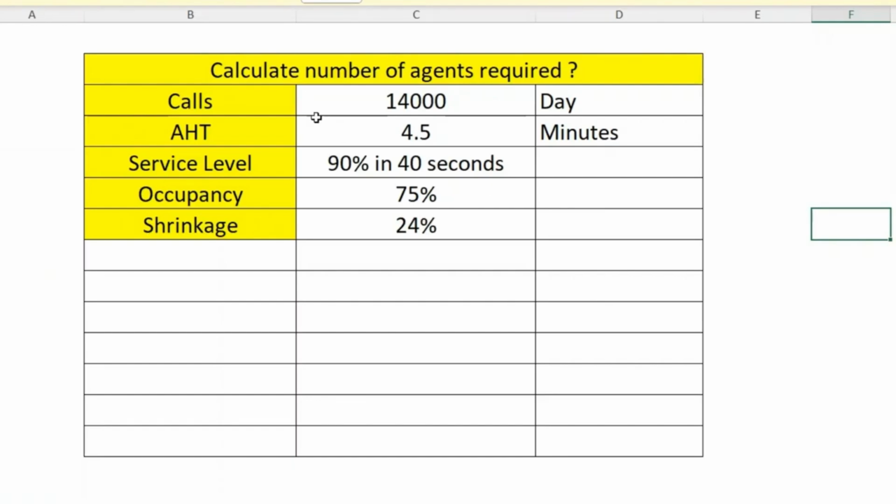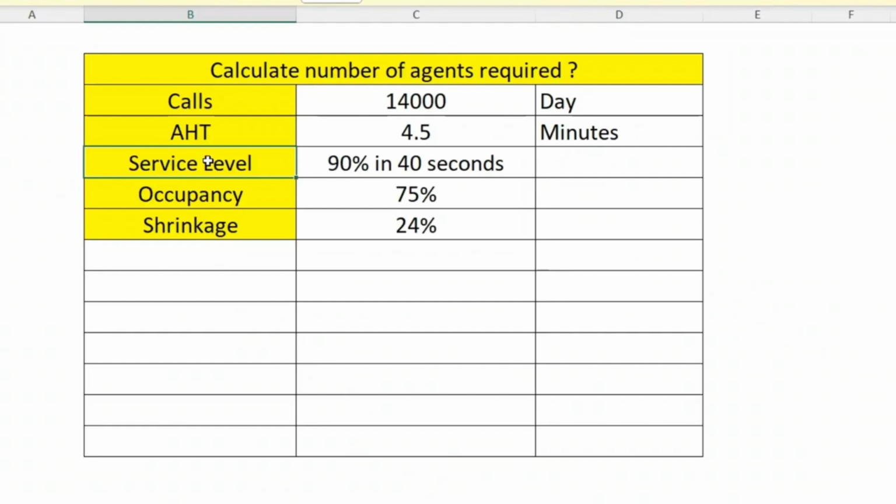So you can see that on my screen, I have taken some numbers and on the basis of that, we have to calculate number of agents required. So we have taken calls 14,000 in a day. After that, we have AHT, which is average handle time. And we know the formula for AHT is total talk time that includes your after call work and hold time divided by total calls answered. So that we have taken 4.5 minutes, service level 90% in 40 seconds.